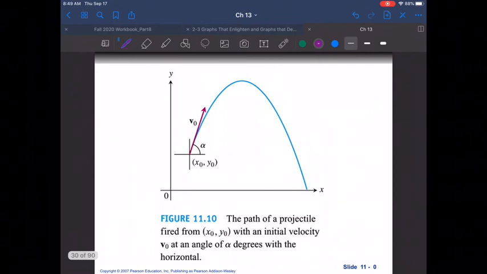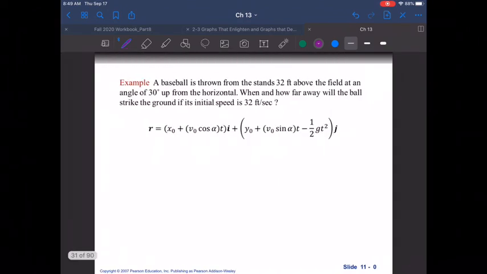All right, here you can see another picture of the path of a projectile. This time it's fired not from the ground, but from some other height, x naught, y naught, and it has an initial velocity v naught at an angle of alpha degrees with the horizontal. And then here is an example. A baseball is thrown from the stands 32 feet above the field at an angle of 30 degrees up from the horizontal. When and how far will the ball strike the ground if its initial speed is 32 feet per second? So I'm going to leave this one for you to try.